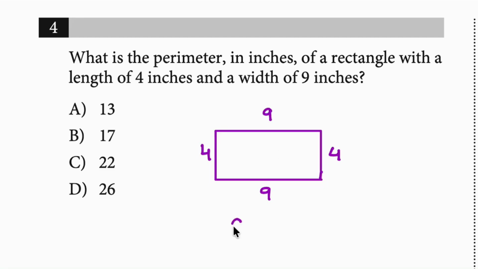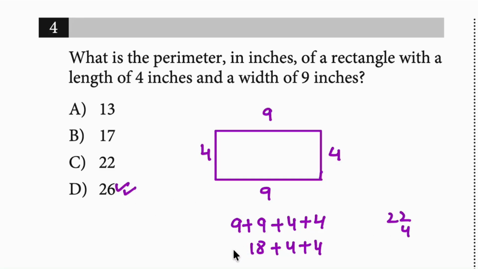When you are doing the perimeter, that means you are doing 9 plus 9 plus 4 plus 4. So 18 plus 4 plus 4, 22 plus 4, 26. I have done the whole calculation because I just want to tell you, but you can do it orally in your head and click the answer.